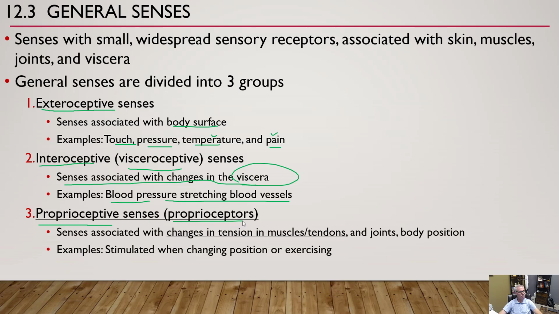Proprioceptive senses, remember those are called proprioceptors. We can also say proprioception, and those are senses associated with changes in tension in muscles and in tendons, in joints in our body. So those are going to be stimulated when changing position or exercise. So proprioception is another way of saying more tension.